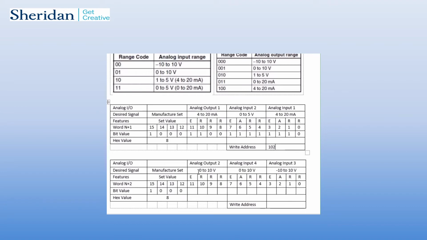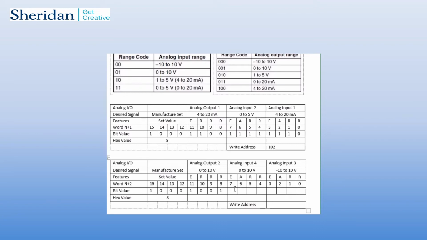Okay, so now I'm going to go to the next set here, and I look at 0 to 10, analog output 2, 0 to 10. So I look at the range code here, 0 to 10, which is 001. And first of all, I'm going to select 1 for enable, and then 0, 0, 1. So that gives me 0 to 10 volts for my analog output 2. Now analog input 4, what I desire here is 0 to 10. So I look at 0 to 10 for analog input. The range code is 01.